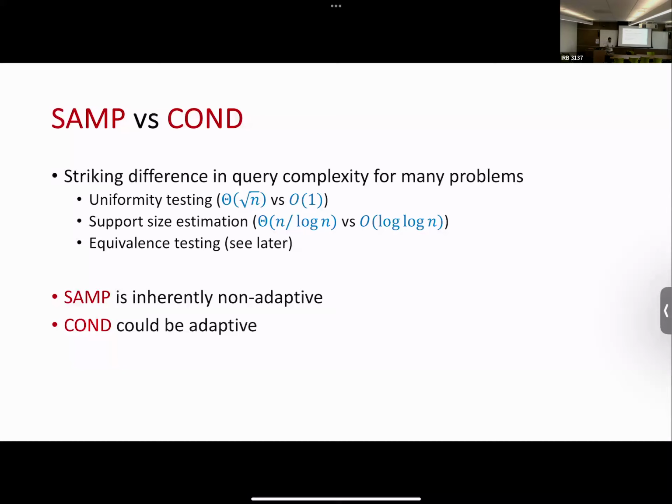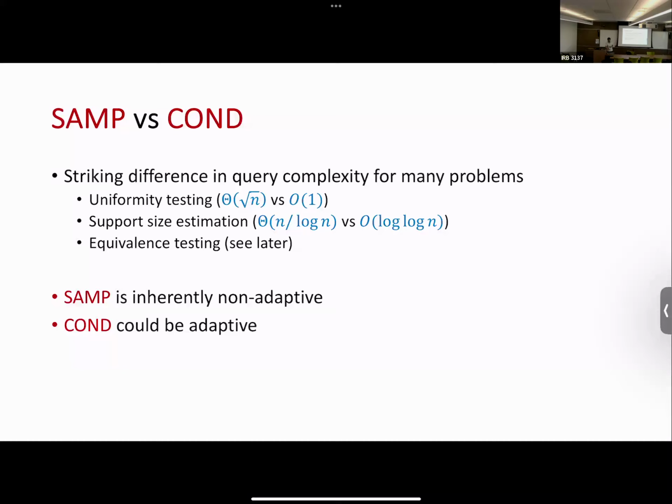Now if you consider the uniformity testing problem, for the SAMP model we need square root of n many samples; that is basically necessary and sufficient. On the other hand, in the conditioning model, we can solve it using only order 1 queries. Here I am hiding the epsilon part, which I will define later. There is some dependency on 1 over epsilon, but on the domain size there is no dependency.